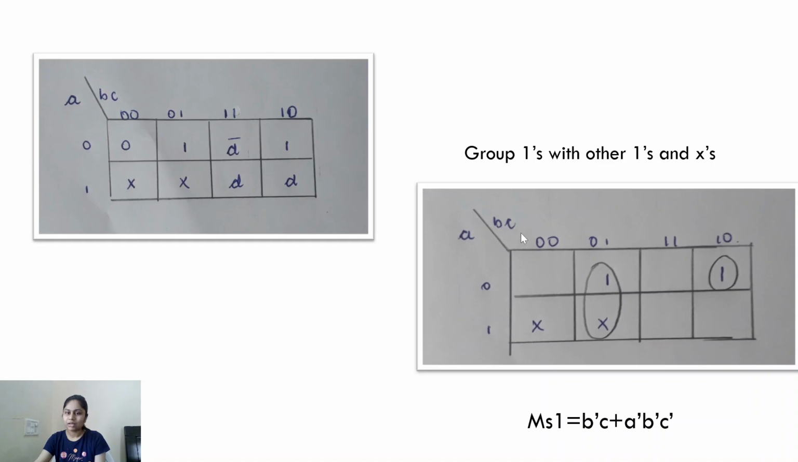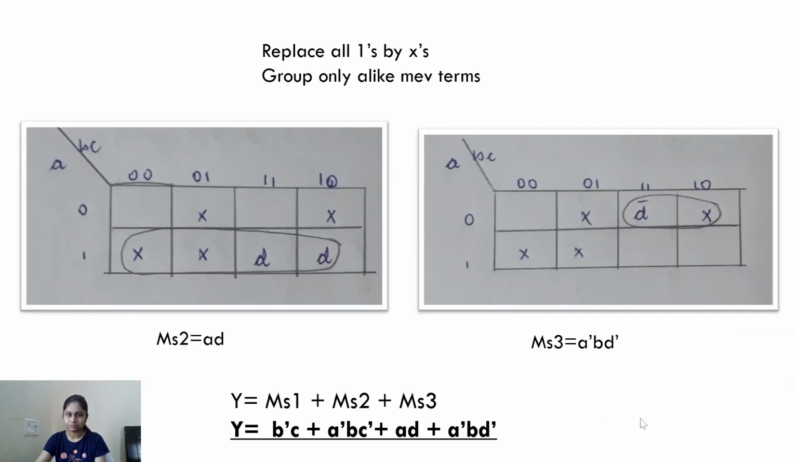In the next K-map, we are grouping the ones with the other ones and don't cares. We can see that this one can be grouped with this don't care term, which gives us the term B complement C, plus this one is isolated, which gives us the term A complement B C complement. This can be taken as MS1.